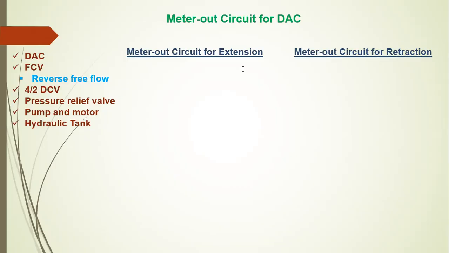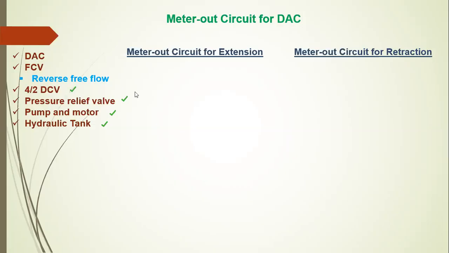Here two positions are possible: meter-out circuit for extension and meter-out circuit for retraction. Let's see the number of components required to draw the complete hydraulic circuit. First required is a hydraulic power pack: hydraulic tank, hydraulic pump and motor set, and pressure relief valve.